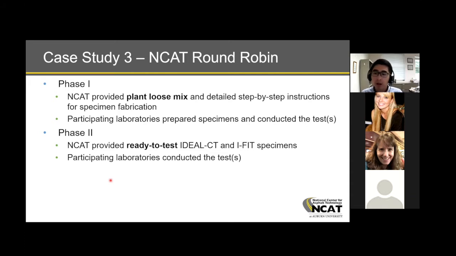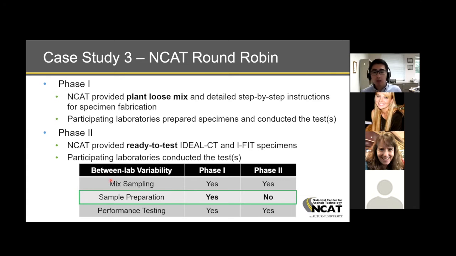After the completion of the phase 1 study, we looked into a second phase, where we provided ready-to-test IDEAL-CT and I-FIT specimens. So instead of sending loose mix out, our technician prepared all the specimens here following a very consistent procedure, and then we sent the specimens out to the labs for testing.